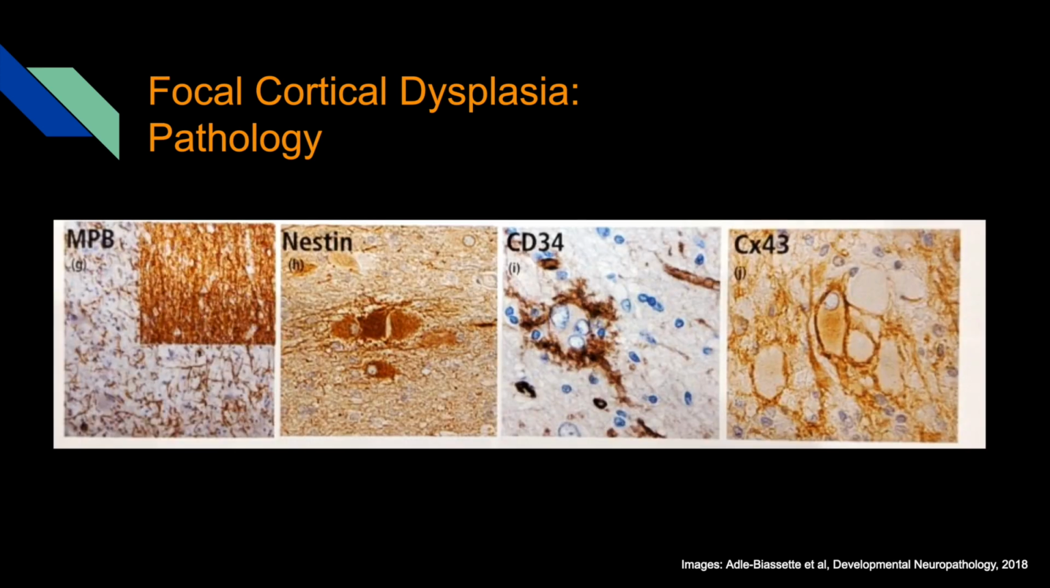Myelin basic protein can show loss in the white matter, which would be normal. Nestin, again, is a stem cell marker highlighting the balloon cells. CD34 and connexin 43 can also be used to highlight these. But these are really things that you can see on H&E very, very nicely. So these are more confirmatory rather than mandatory stains. And really, some of these at least, Nestin and connexin 43, may not be available in most laboratories. So don't feel you need to do these to make these diagnoses.